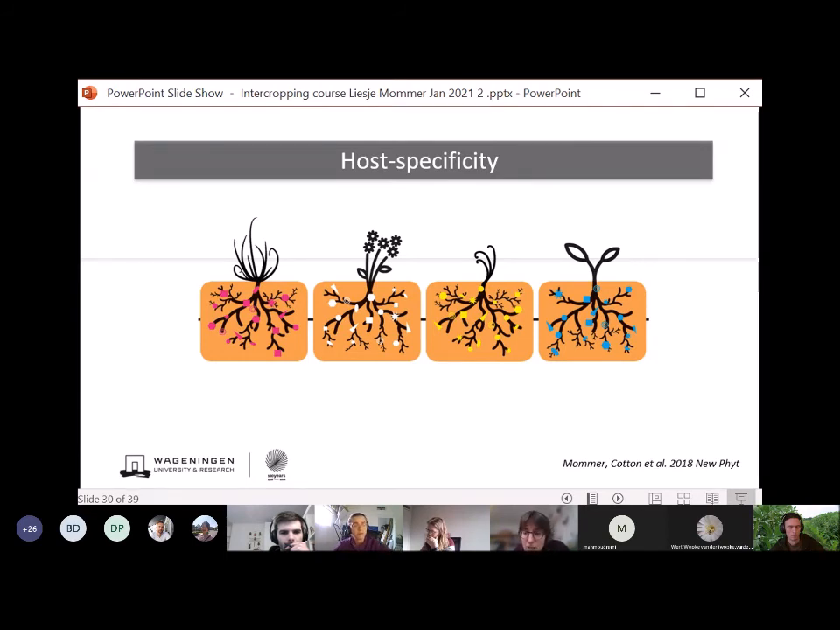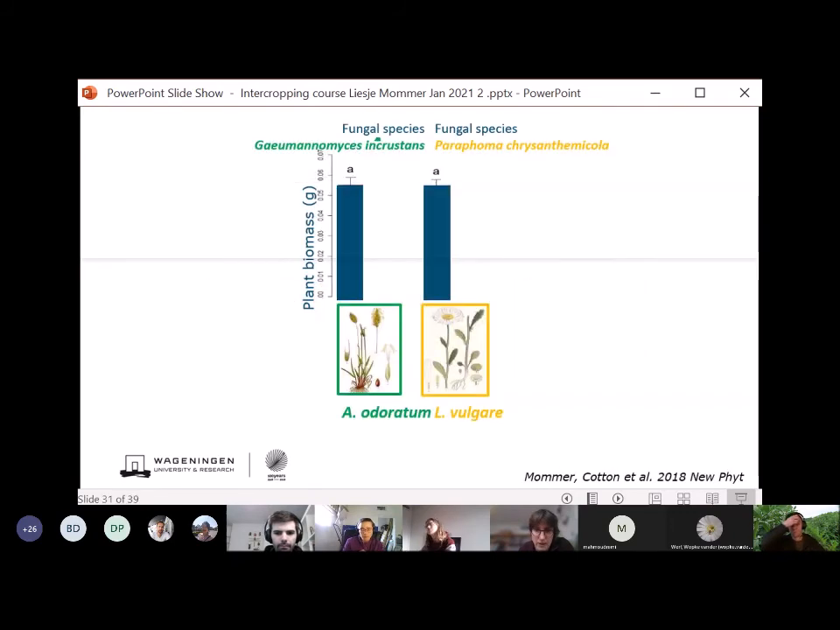So we showed, by doing sequencing and investigating the fungal communities, that all plant species have different fungal communities and also have different fungal pathogens. So grass species have different pathogens than forbs, and that is really important.